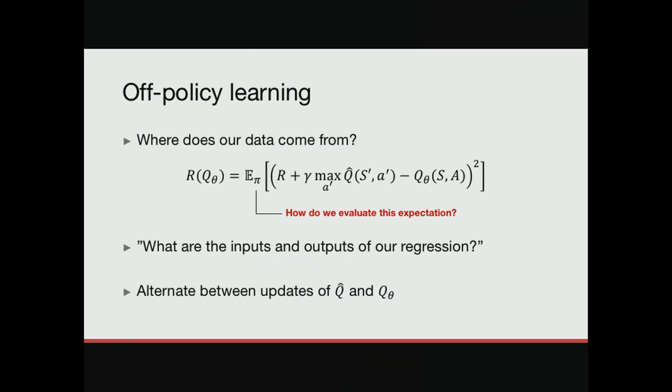Another way to say that is, what are the inputs and the outputs of our regression? Because when we estimate potential outcomes, we have a very clear idea of this. We know that Y, the outcome itself, is the target, and the input is the covariates X. But here we have a sort of moving target, because this Y or this Q hat has to come from somewhere too. This is something that we estimate as well. So usually what happens is that we alternate between updating this target Q hat and Q theta. Essentially we copy Q theta to become our new Q hat, and we iterate this somehow.